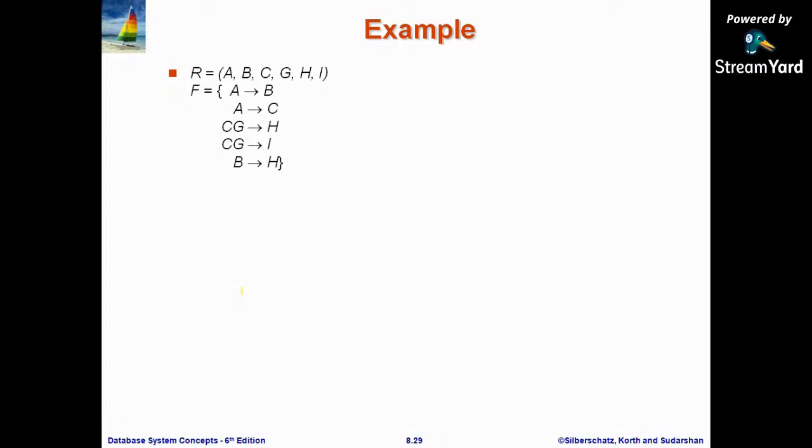Now we will see how to calculate the F plus. This is relation R, and you have been given this set F. Now, which are the other functional dependencies that can be derived from this? How to calculate the F plus? So we will be using the rules of reflexivity, transitivity, and augmentation. Looking at this, which functional dependencies hold? You can see that A tends to B, B tends to H, then A tends to H holds. So the first member can be A tends to H. How is it derived? A tends to B, B tends to H, then A tends to H holds.